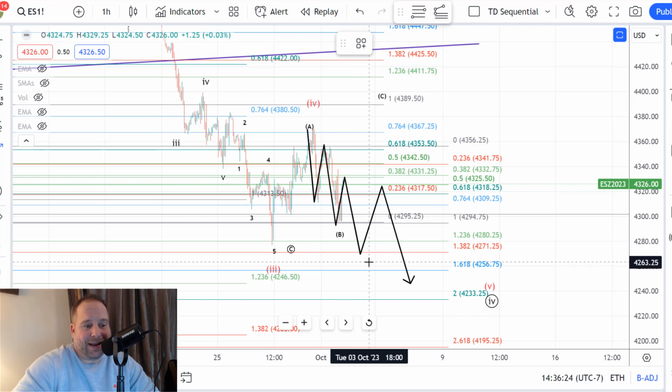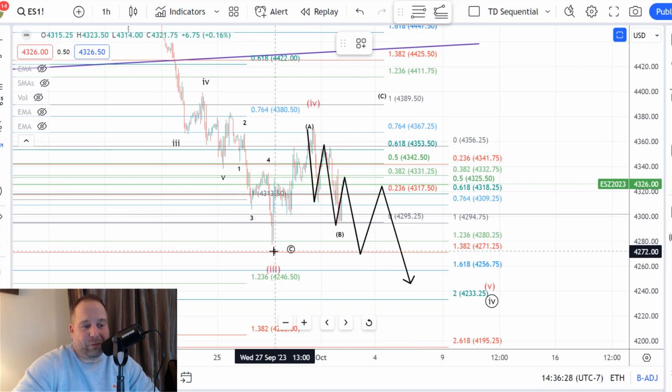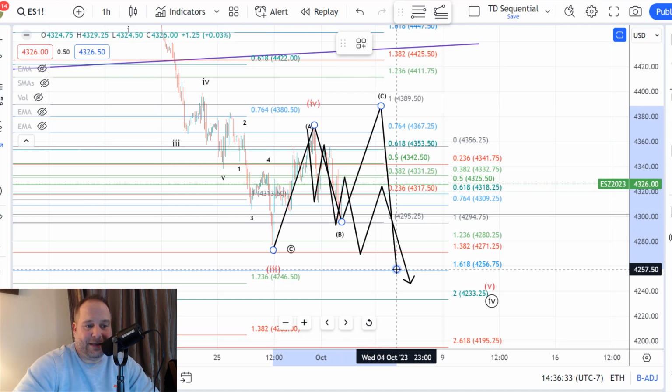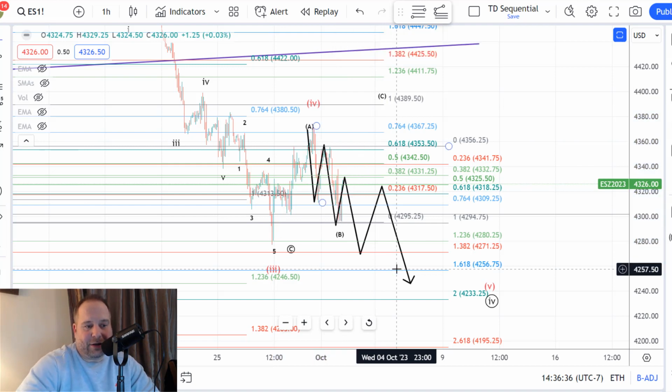Those 3 things could add up to a recipe for a very strong reversal out of that area. Again, the primary count is still that this is an A, B, C up towards 4390 and then down, but should they start to take it directly down, that's what we'd be looking for.